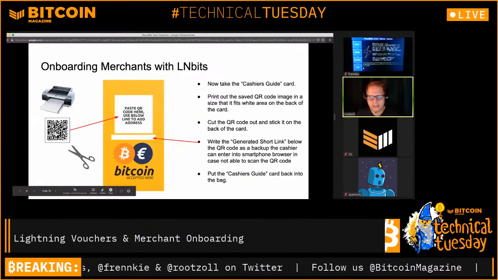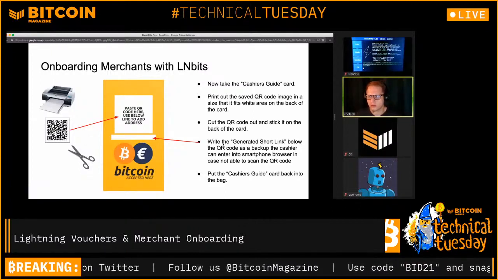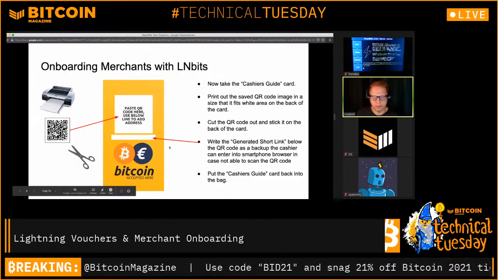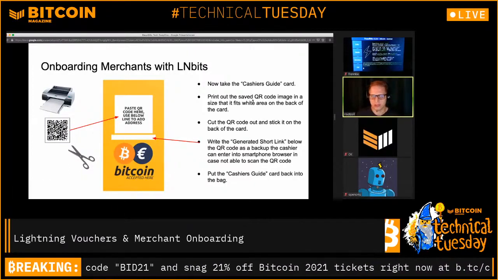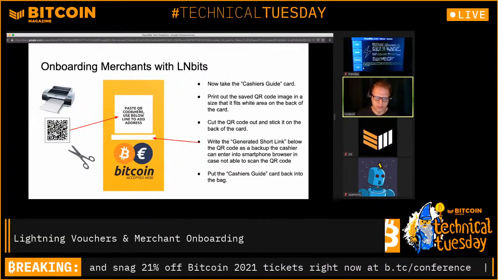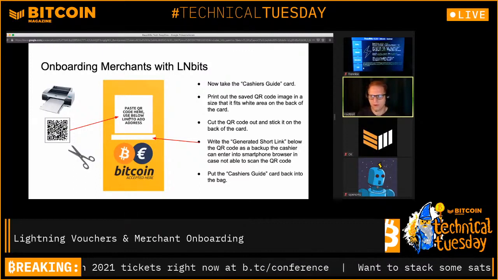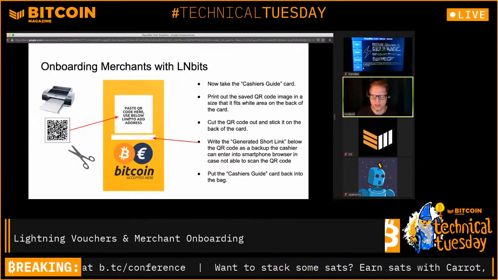Okay, so the next step is we have now stored this QR code as a file. So we take out the card we printed out before. We print out the QR code image in a size that will fit in this white box over here. You maybe have to experiment with like 55% or 75% or something. You print it out until it's the right size.